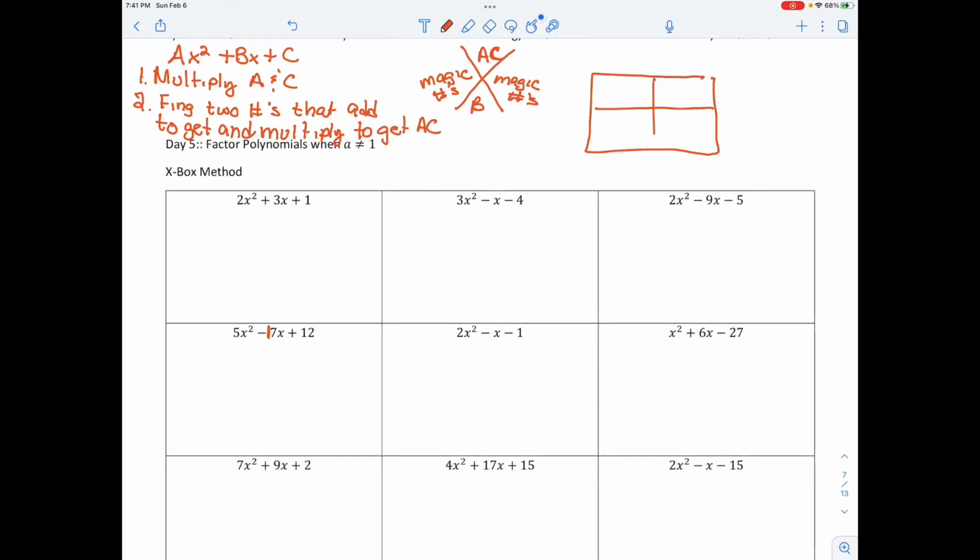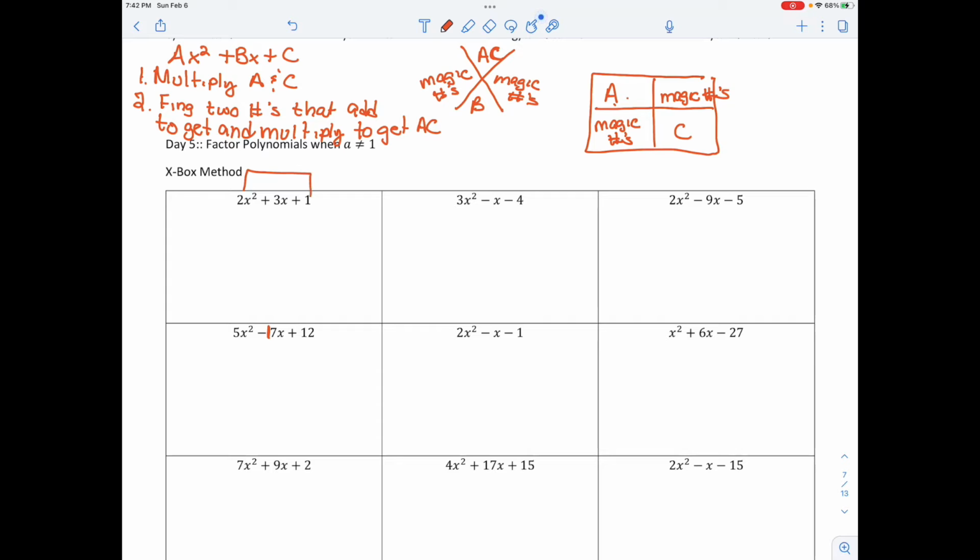Okay? And then when we get our magic numbers, we're going to set up a box to factor. What that box is going to look like: in the top left, we put a. In the bottom left, we put c. At the top right, we put a. Bottom right, we put c. And then we're going to put our magic numbers. Okay, so that's what that's going to look like. So we start with the x, then take the information from the x and put it in the box. And then we're going to take the information from the box and factor it. So we've got a couple of steps here.